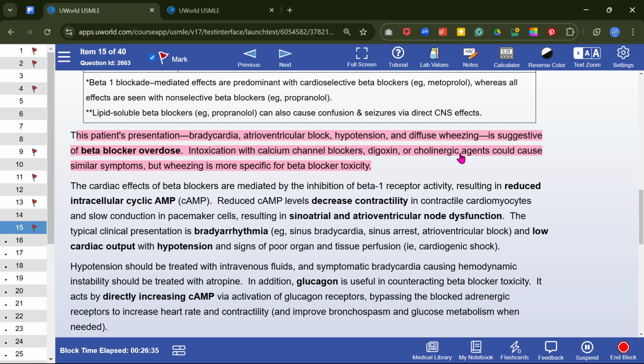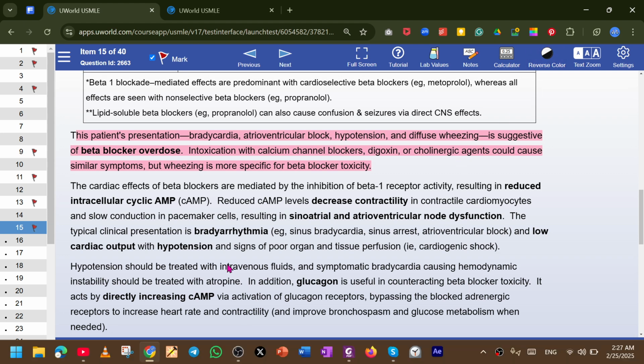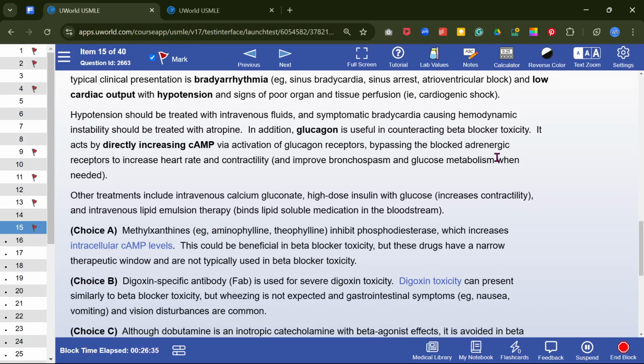Hypotension should be treated with intravenous fluid, and symptomatic bradycardia causing hemodynamic instability should be treated with atropine. In addition, glucagon is useful in counteracting beta blocker toxicity. It acts by directly increasing cyclic AMP via activation of the glucagon receptor, bypassing the blocked adrenergic receptors to increase heart rate and contractility. Got it? Other treatments include calcium gluconate, high dose insulin with glucose to increase contractility, and intravenous lipid emulsion therapy, which binds lipid soluble medication in the bloodstream.